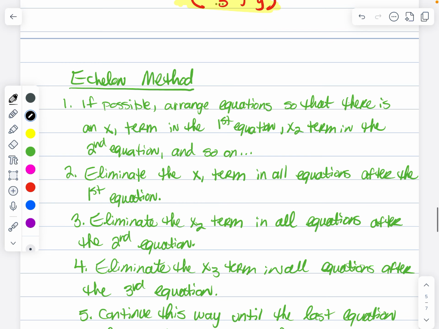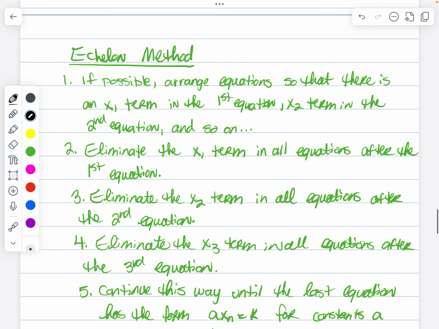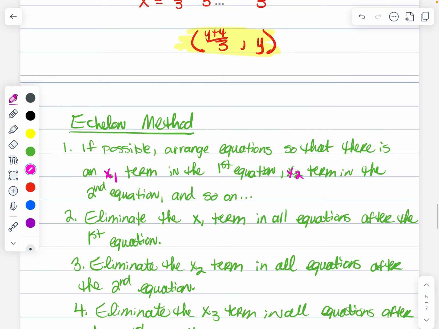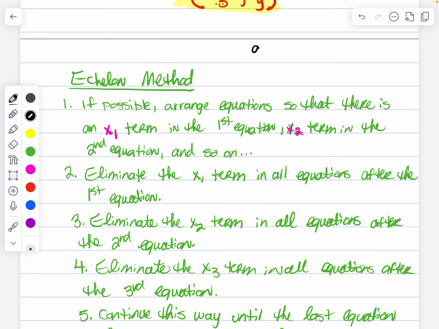All right, so here's the summary of the echelon method. If possible, we arrange equations so that there is an x1 term in the first equation and an x2 term in the second equation, and so on and so forth. Now, remember, the terms x1 and x2 may sound a little like, what are you talking about? But remember, as we said before, if we look at a linear equation, normally we see ax plus by equals c, where our a, b, and c are constants, meaning numbers, right?